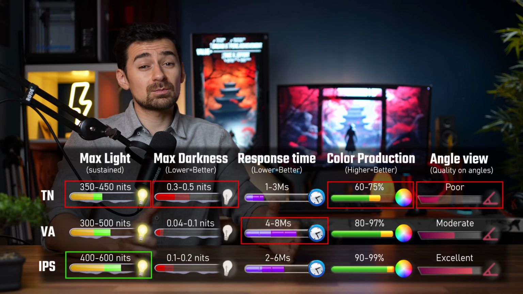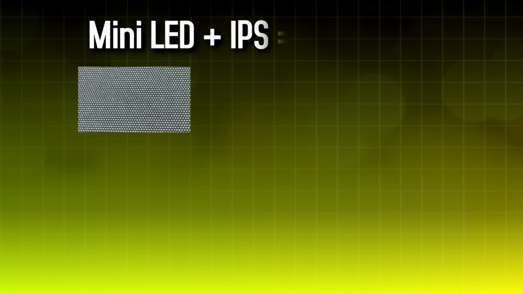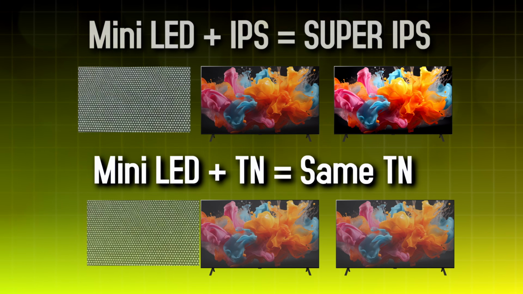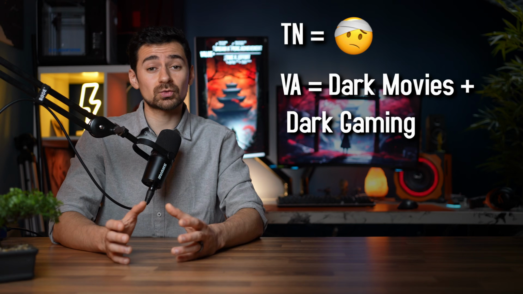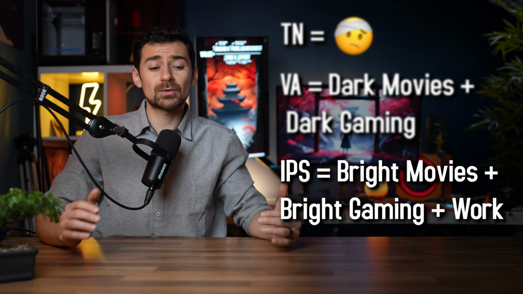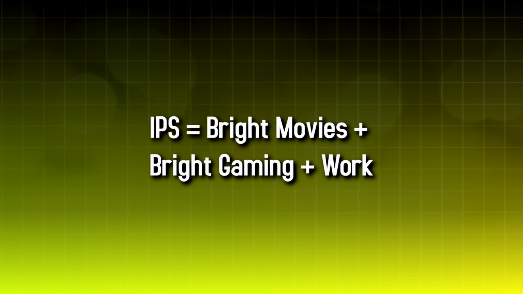TN panels are falling off quickly because they're losing in most of the spec battles, and also because they don't benefit as much from the new modern backlights, making VA the most popular option for dark room movies and gaming, and IPS the more premium option for bright rooms gaming/movies, as well as work/productivity. But we're not done yet.